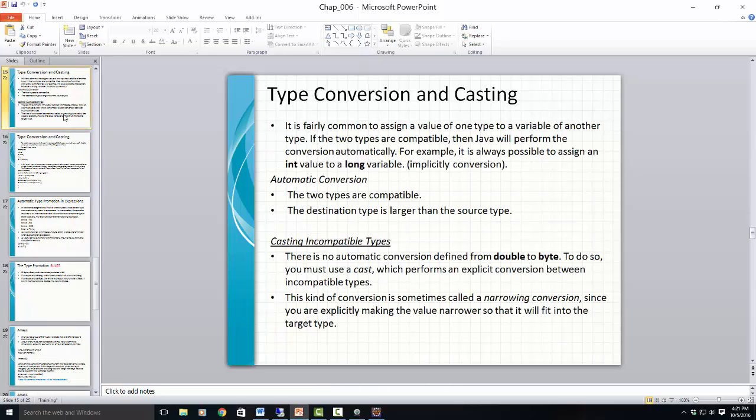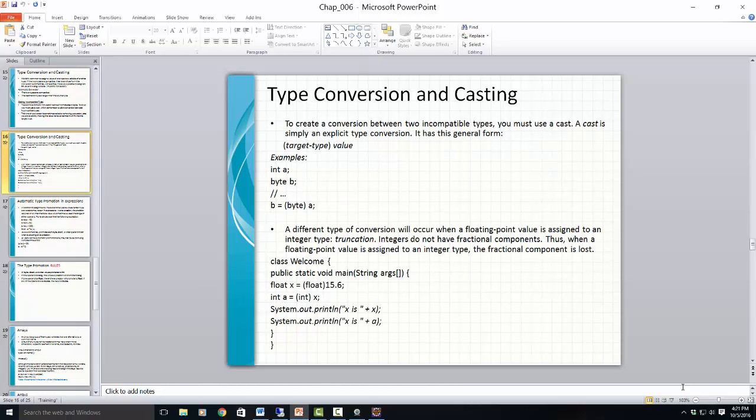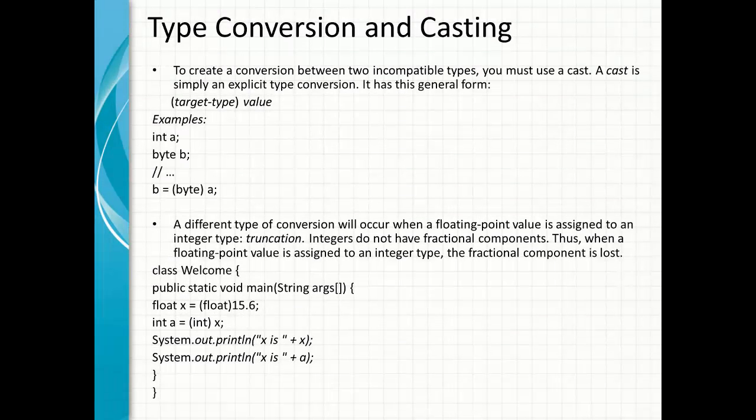Now, I think we discussed this one. Yes, the next one is this one. To create a conversion between two incompatible types, you must use a cast. A cast is simply an explicit type conversion which has a general form. We have seen how we did casting. Remember, over here a is int, byte b is equal to byte a. A different type of conversion will occur when a floating point value is assigned to an integer type: truncation. You have already seen this one. Please type this program and try it out.